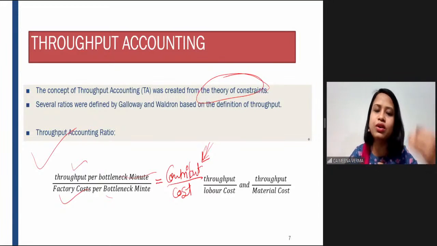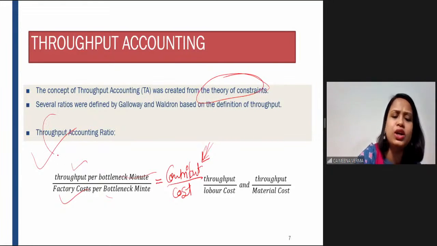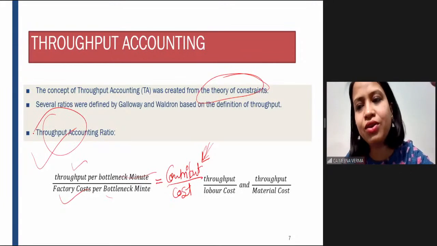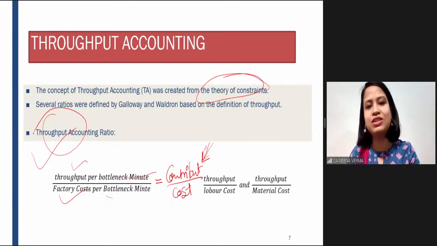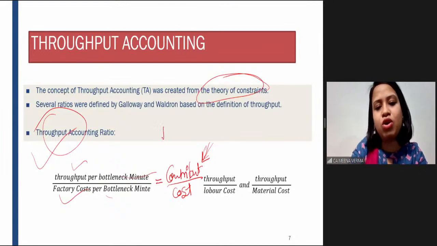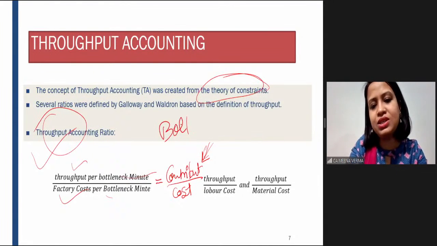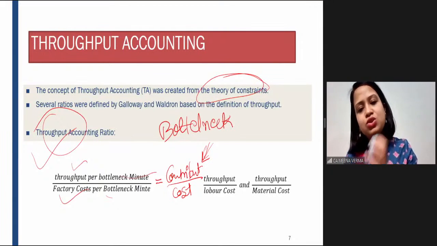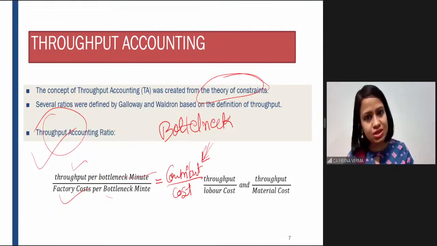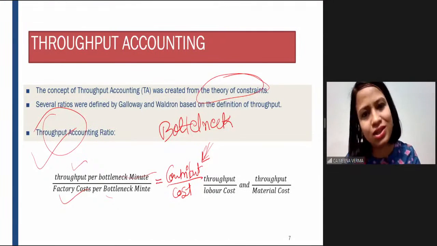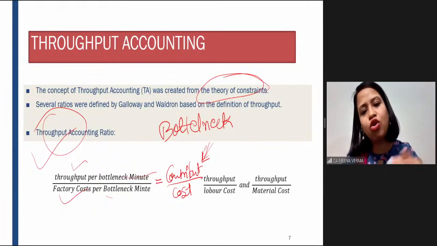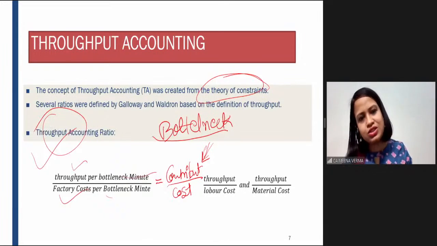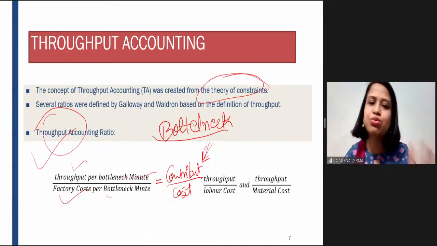With what cost you are earning it. So what do you mean by throughput accounting ratio, ma'am? It means what contribution you are getting with the cost at this place, at the bottleneck place, or the place where the resources are limited. The place where resources are limited and the place which is the bottleneck are the same. So what contribution you are getting out of the cost is the throughput accounting ratio.